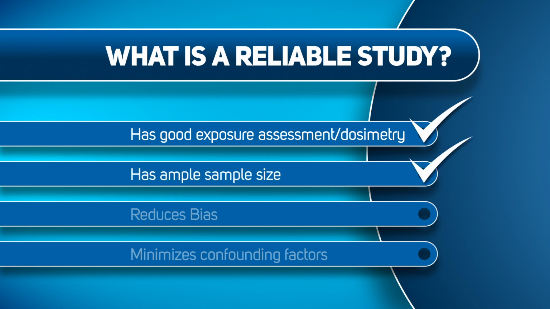Sample or study size is important because it must be large enough to detect the effect you're looking for, as well as to minimize the impact or chance of random variation. This is called statistical power, or the ability to detect an effect had there been one.